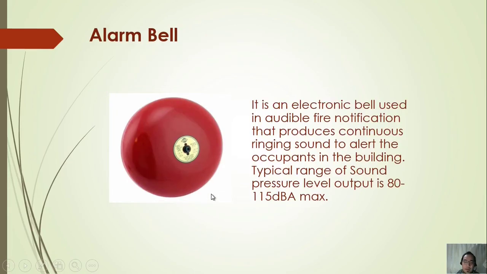Okay, we'll discuss it. Alarm bell. It is an electronic bell used in audible fire notification that produces a continuous ringing sound to alert the occupants in the building. The typical range of sound pressure level output is 80 to 100 dBA maximum. If we are more than 150 dBA, then it's dangerous to our ears. The maximum permitted level that our ear can handle is around 110 to 115, or 110 as per NFPA.